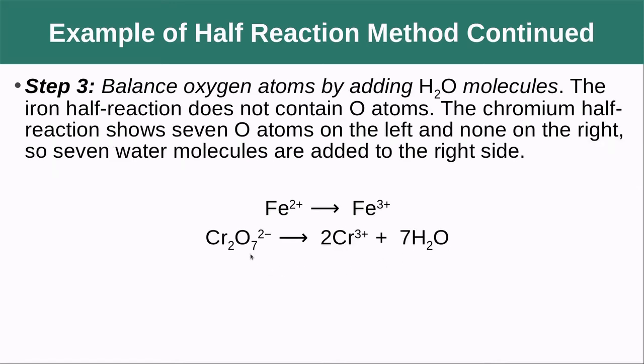Now we need to balance these oxygens that we have right here. So we have 7 oxygens on this side. We need to add water molecules until we can balance those. We need to add 7 water molecules over here. We now have the oxygens balanced, but we still have added this 7 times 2, 14 hydrogens on this side that we do not have on this side.